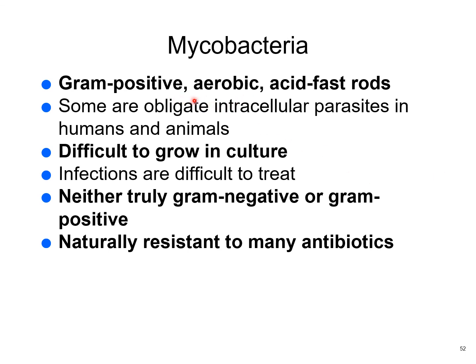Mycobacteria: gram-positive, aerobic, acid-fast. Now this is a second stain, so you'd have to do a gram test. It'd be pink. Then you do an acid-fast test, and they'd be purple on that. They're obligate intracellular parasites. You can't just culture them; you'd have to culture them in a tissue culture. And even though they tend to look gram-positive, they are technically not truly gram-positive or negative. Resistant to many bacteria. Mycobacterium tuberculosis comes to mind.